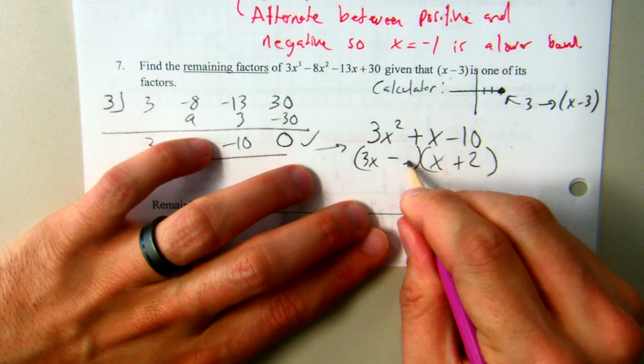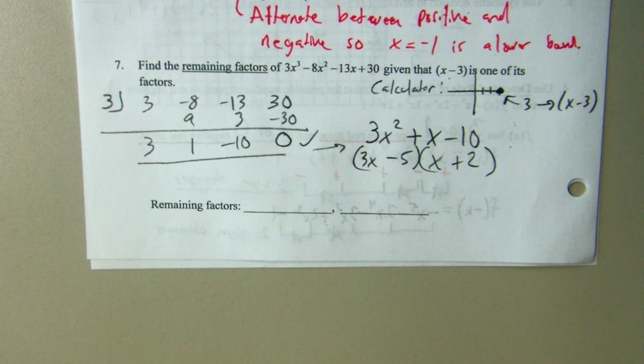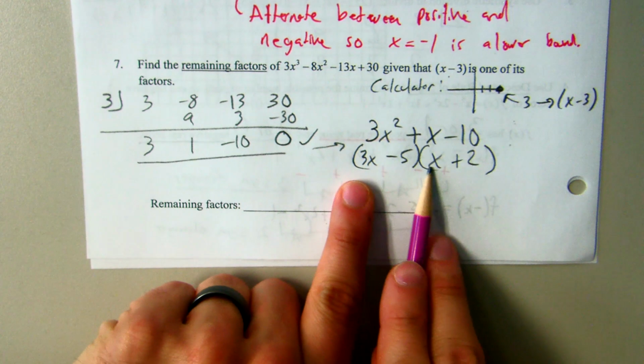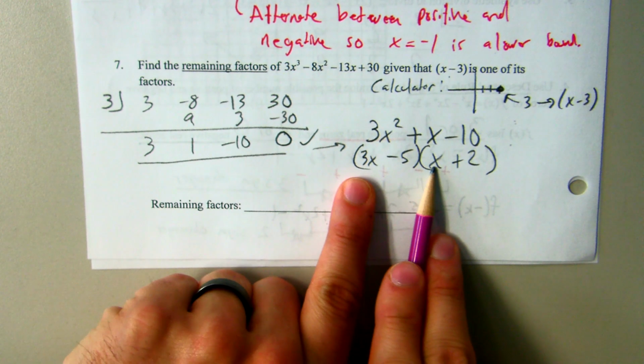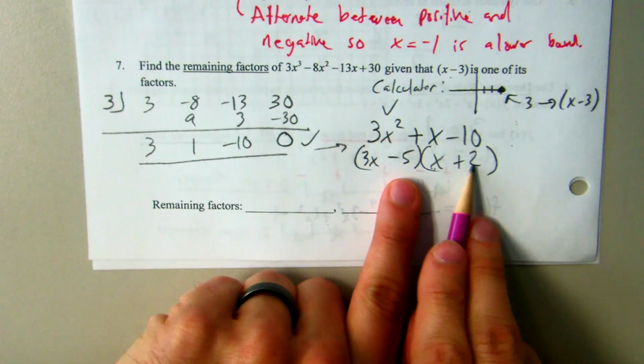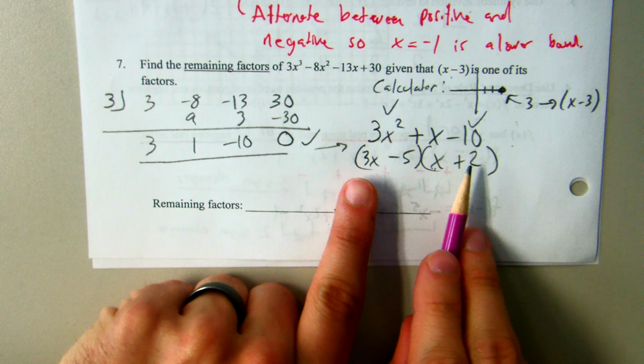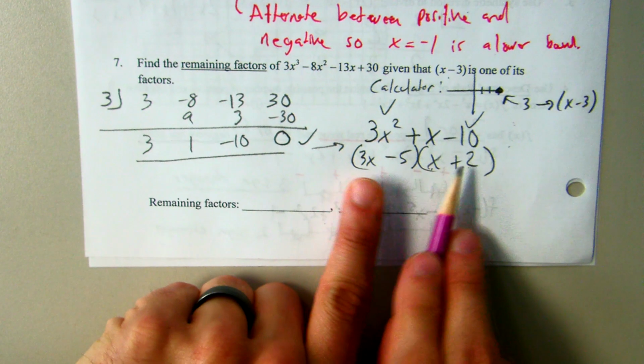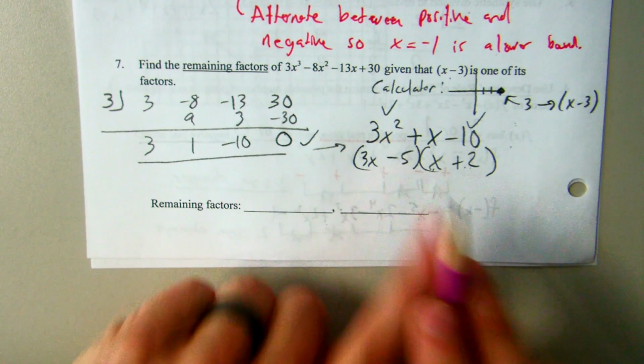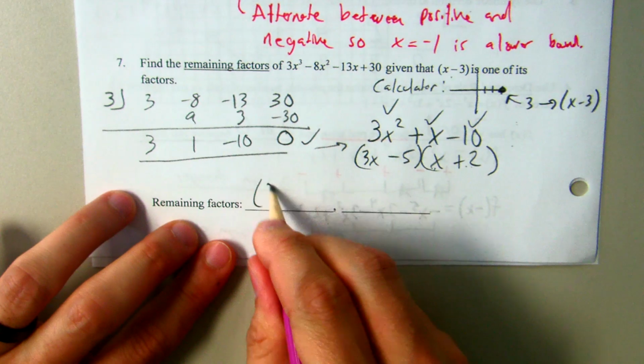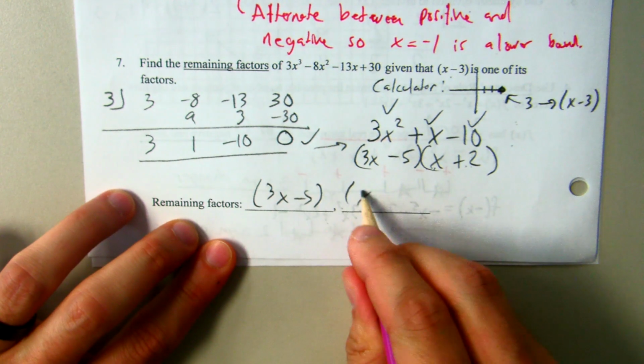Plus 2 and minus 5. You guys see that, that's okay? Boys, this would be 3x squared. These would be minus 10. The outer part of FOIL would be 6x, and the inner part of FOIL would be minus 5x. That would be minus 5x. So here are our 2 other factors.